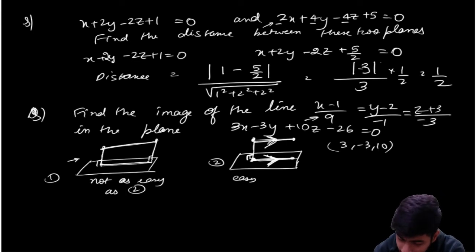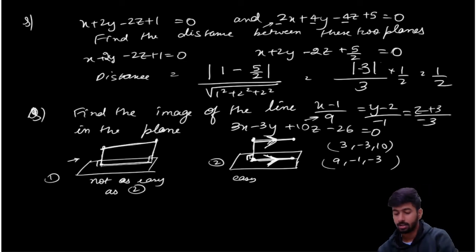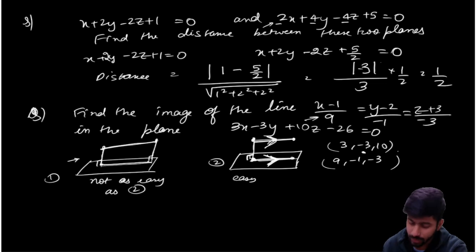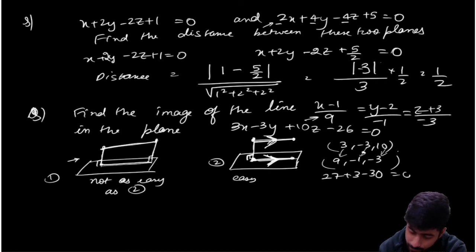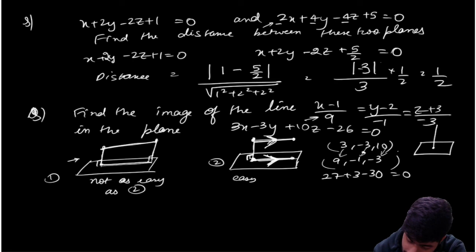The DRs of the line are 9, minus 1, minus 3. Now if you take the dot product of these two, so you'll multiply this to this, and this to this. So basically you have 27 plus 3 minus 30, which is 0. That means if I have a perpendicular to the plane, the line is perpendicular to this perpendicular, right? That means the line is parallel to the plane.